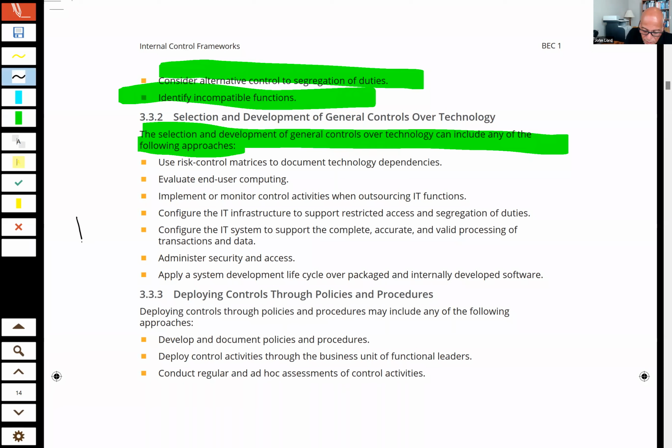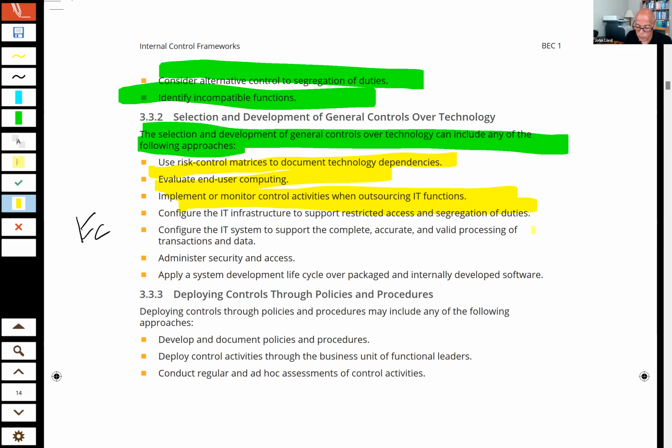Let's go ahead and flashcard: use control matrices to document technological dependencies, evaluate end user computing, implement or monitor control activities when outsourcing IT. If you're having your payroll processed, which most companies do by say ADP or somebody like that, then you need to understand, well, what are the risks over there? Generally, an entity like that will generate a report from their auditors saying that their controls are reliable. So you'd want to get a report like that, for example.